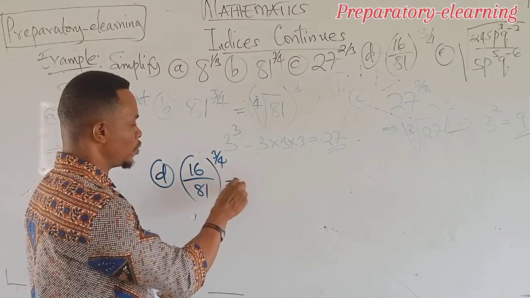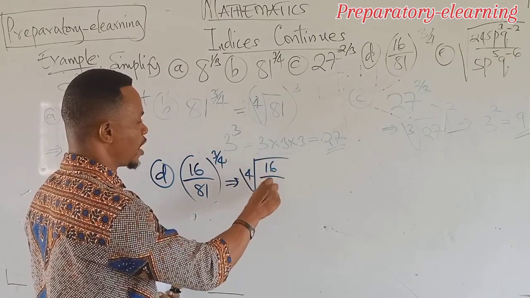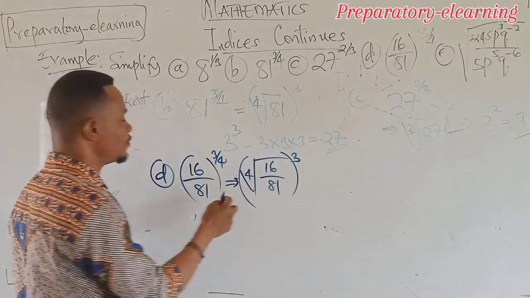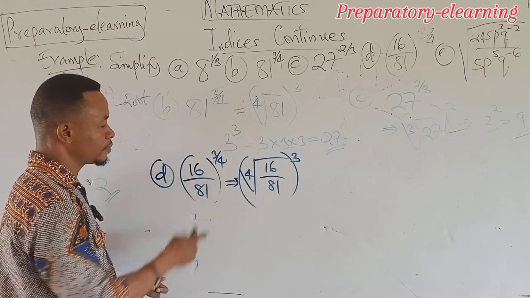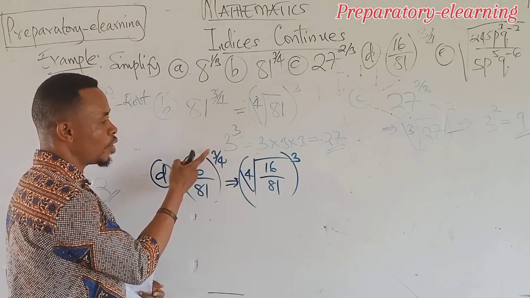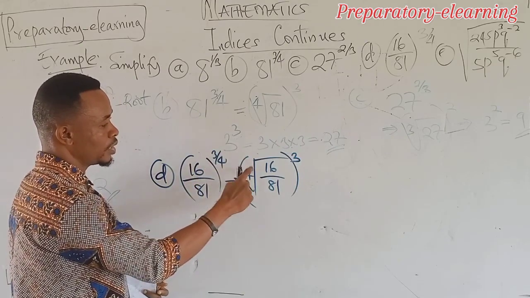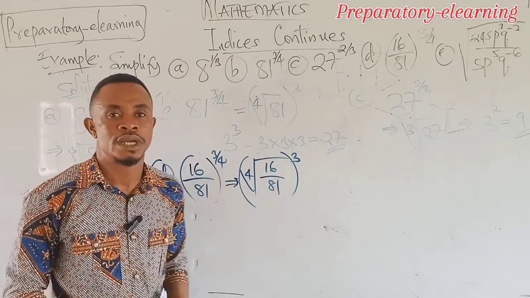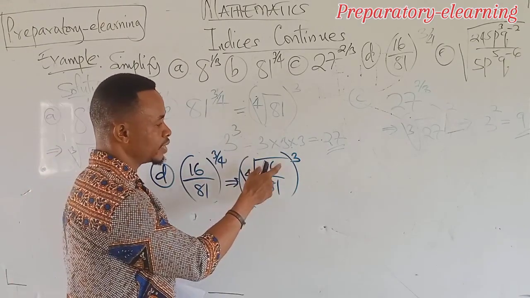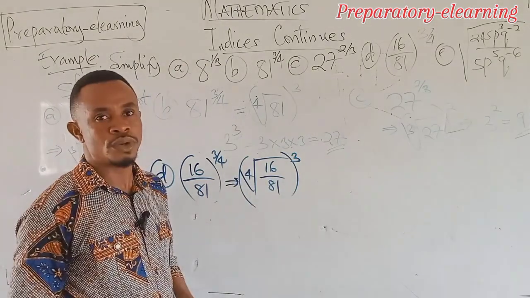What do we do here? We say fourth root of 16 over 81 all into power 3. Don't forget, when you have a fraction as the power, the numerator is always the power of what you have, whereas the denominator is the root of what you have. So how do we simplify this? Fourth root of 16, you will have it, and fourth root of 81, you also have.